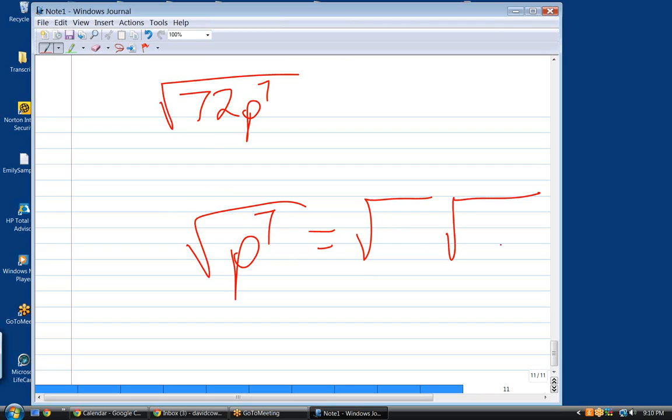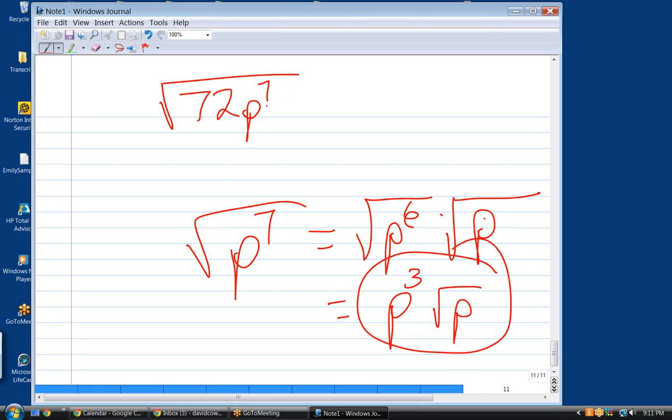I was going to separate that into two things. Remember, one of them needs to be something that can come out of the radical sign. What if I did this? What's the square root of p to the 6th? P to the 3rd. Without the radical, I got it outside the radical. I still have that inside the radical. So this is what it simplifies to.